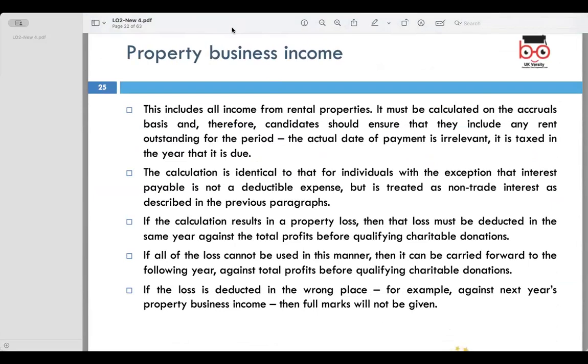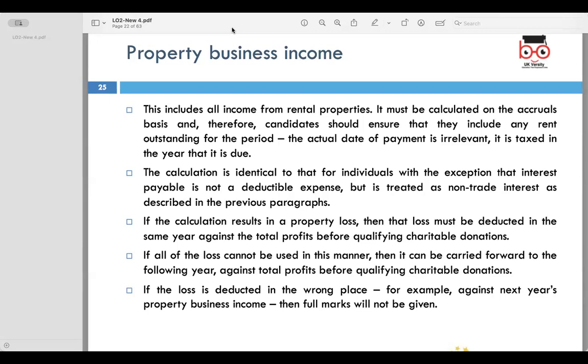Okay, so this includes property business income. This includes all money that comes in from renting out homes. Candidates should include any rent that has not been paid yet for the period. The actual date of payment does not matter because the rent is charged in the years that it's due. So this is because it has to be worked out using the accruals method.